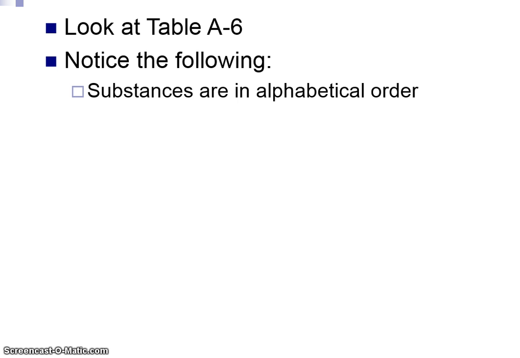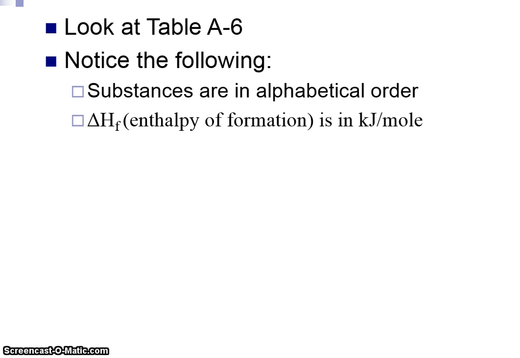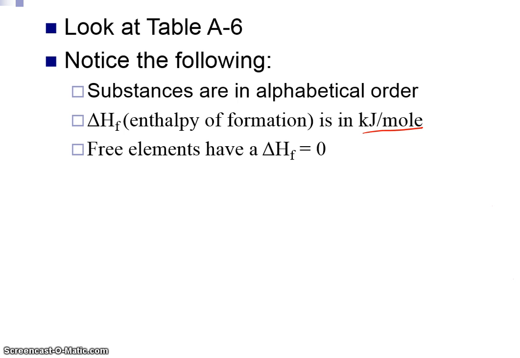So take a look at table A6 in your packet. Notice the following things. The substances are in alphabetical order. It makes it easier to find. The enthalpy of formation, the delta H of formation, is in kilojoules per mole. Notice that the units are just written at the top of the chart and not on every single number to make the chart less cluttered.